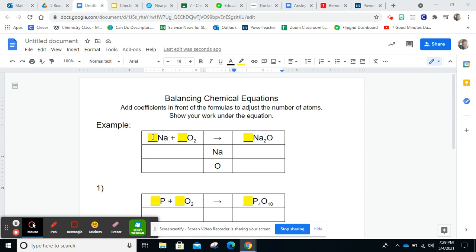In the equation itself, the only thing you can adjust is the coefficients, which are the areas I highlighted in yellow. You cannot change the elements, and you cannot change the subscripts.